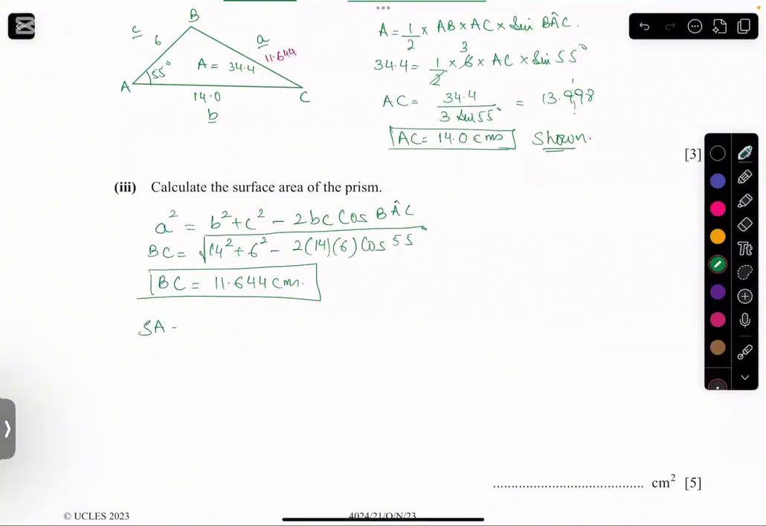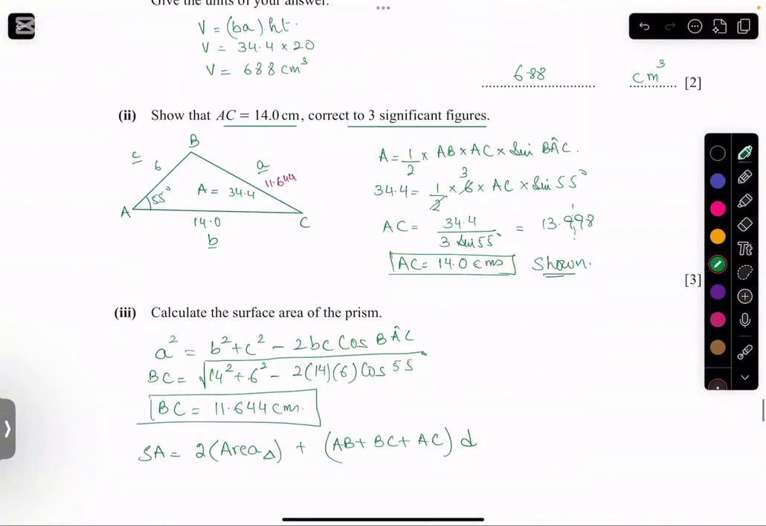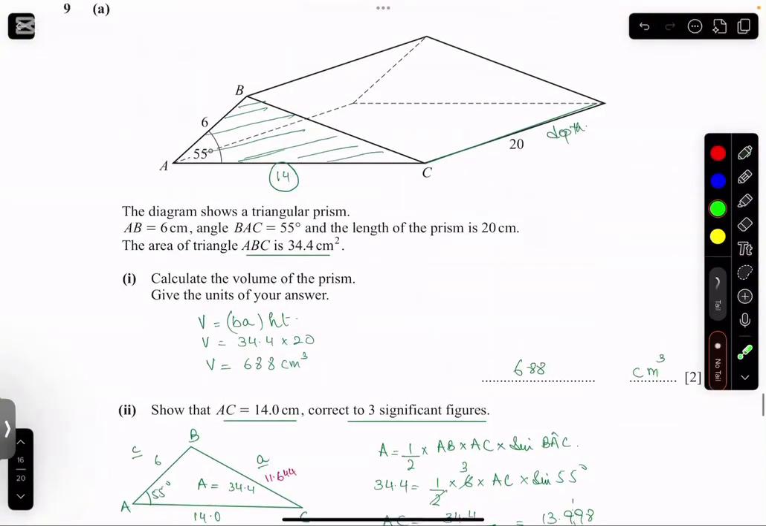Surface area, it should be twice the area of the triangle, right? Plus, I will get the perimeter: AB plus BC plus AC. This is my perimeter for the triangle, and then multiplied by the depth. Again, repeating, I am just taking the perimeter of ABC, AB plus AC plus BC, and this perimeter gets multiplied throughout by the depth.